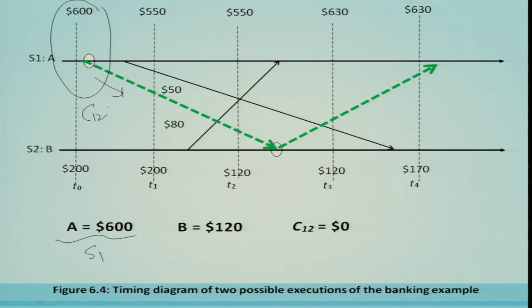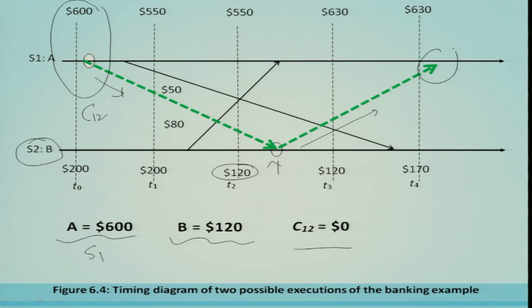Now when the marker is received by site S2, it will record its state. S2 has not yet recorded its state, so S2 is going to record its state as 120. So 120 is the current value of S2 of B, and it will also record its channel C12 as empty, and then it will send the marker back to S1.